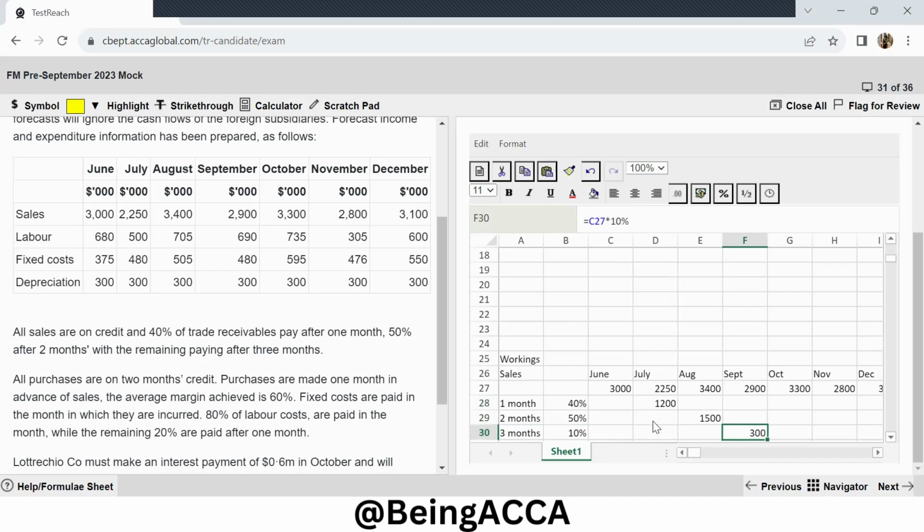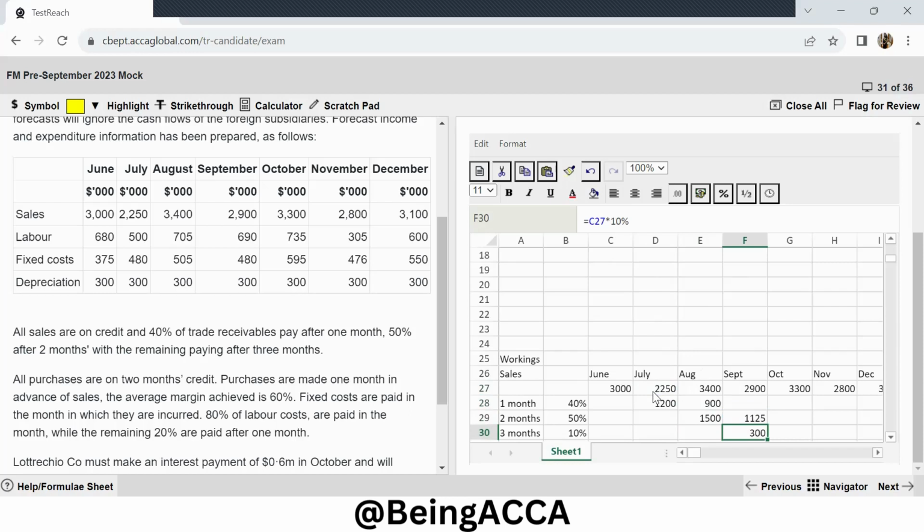So for the month of July, I'm going to be getting 40% of payments in the month of August. Then in the month of September, sorry, I forgot to put the percentage sign over here. So 40% will be received over here. And then after 2 months, for the month of July, I'm going to be getting the payment of 50%. So July multiplied by 50% is what I'm going to be getting.